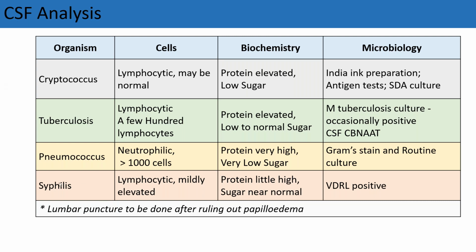Syphilis is an important differential diagnosis of chronic meningitis in these patients. They will have a lymphocytic predominant CSF with mildly elevated cells. Protein will be mildly elevated, sugar could be normal, and if you're suspecting syphilis, you will do a VDRL test in the CSF, which may be positive. But always remember, a lumbar puncture and CSF analysis should be done only after ruling out papilledema, which you can do by clinical examination with a fundoscopy, or nowadays, we always do neuroimaging to rule out raised intracranial tension.